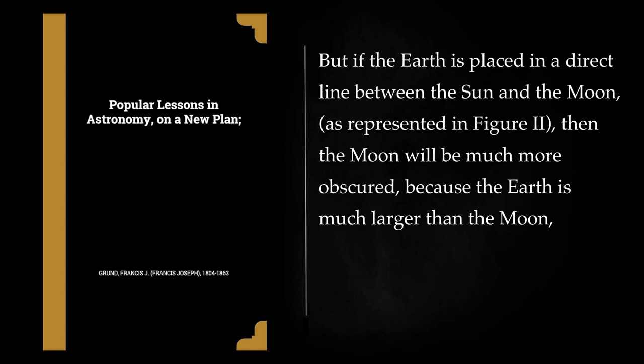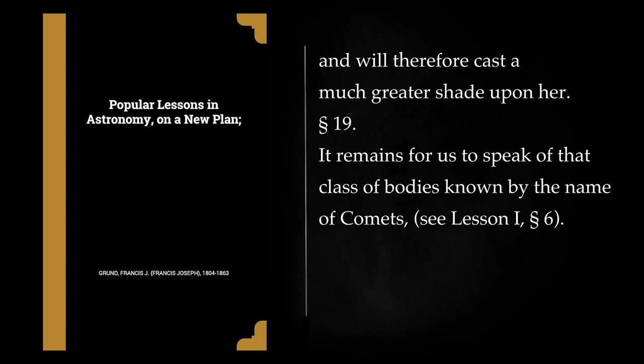But if the Earth is placed in a direct line between the sun and the moon, as represented in figure 2, then the moon will be much more obscured, because the Earth is much larger than the moon, and will therefore cast a much greater shade upon her.